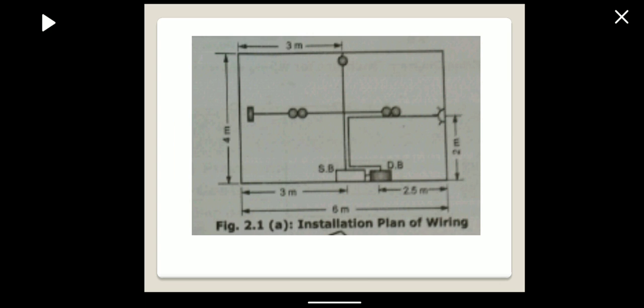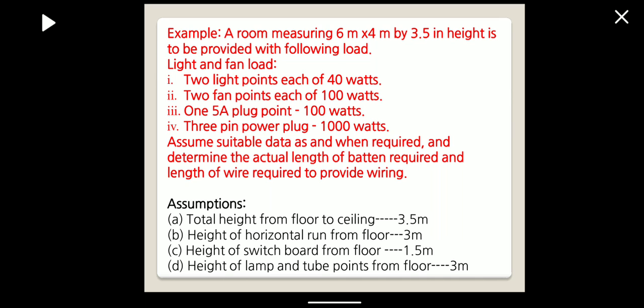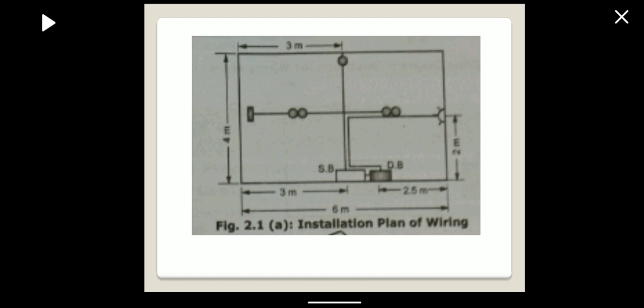Then this is the installation plan which is already given to you. Here is a 6 by 4 meter room and the height is 3.5. So this is 4 meter and 6 meter, this is 4 meter and 6 meter, in the plan here.